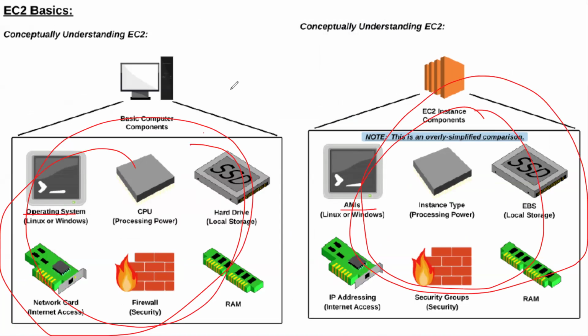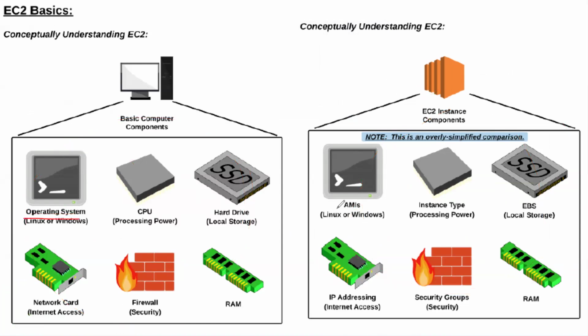Let me compare with this here. Here is the operating system, here is the AMI. Here is the CPU, here is the instance type. Here is the hard drive, here is EBS. Here is the network card, here is the IP address. Here is the firewall, here is the security group. Here is RAM, here is RAM.